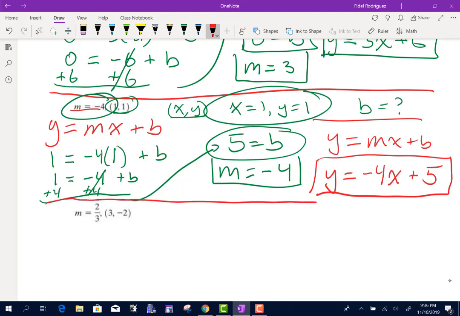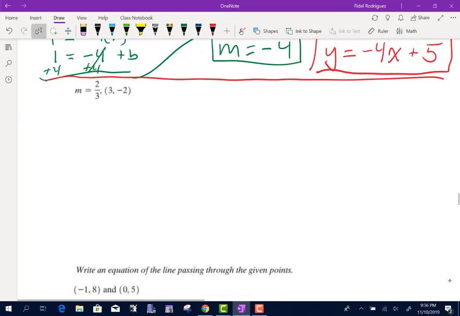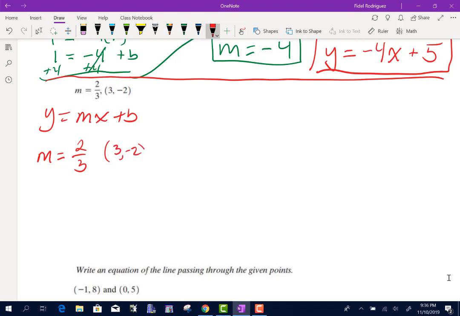And as you can guess, I'm going to do the same thing with the next problem. So let me go ahead and write this out: y equals mx plus b. We already know that our m is 2/3. And since we have 3 and -2, this is my x number, that's my y number. So let's start filling in the blanks. First thing I'm going to do, where the letter y is, I'm going to write the number -2.